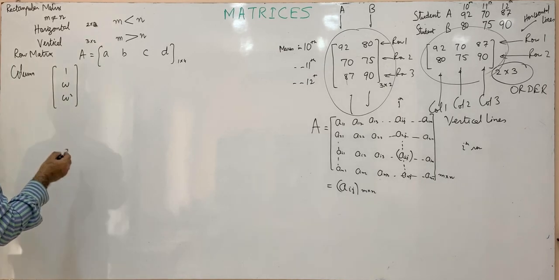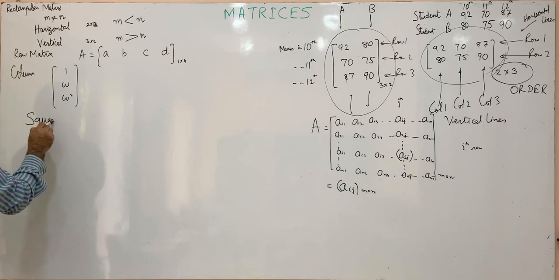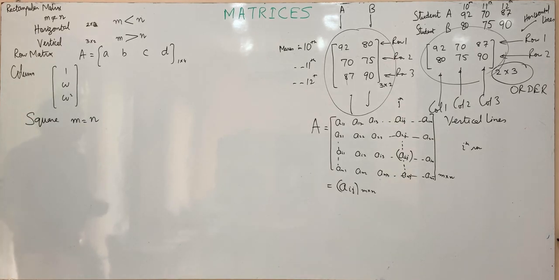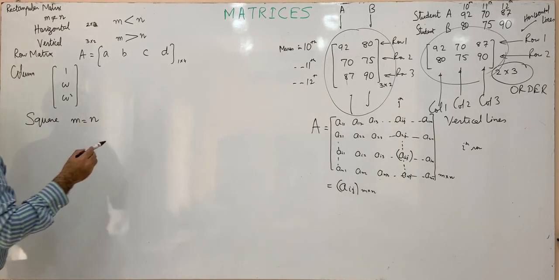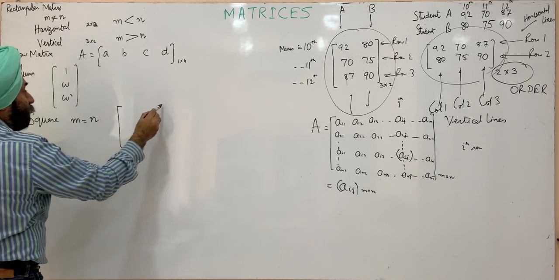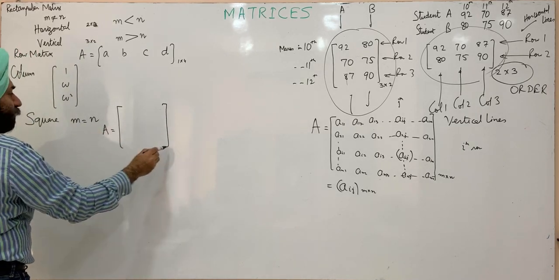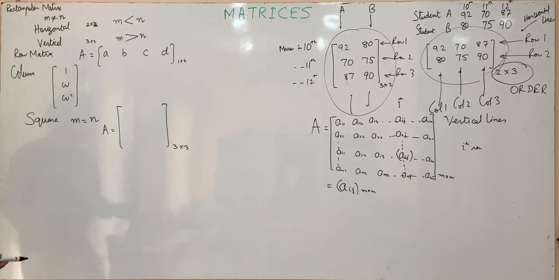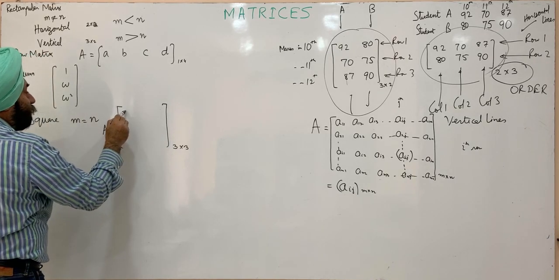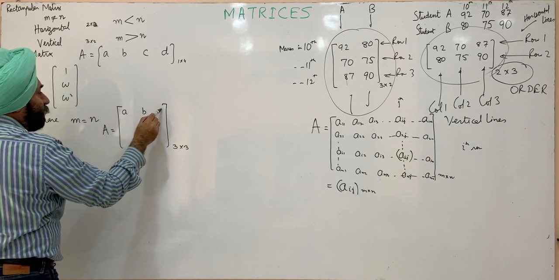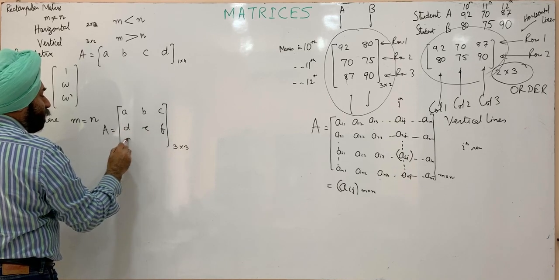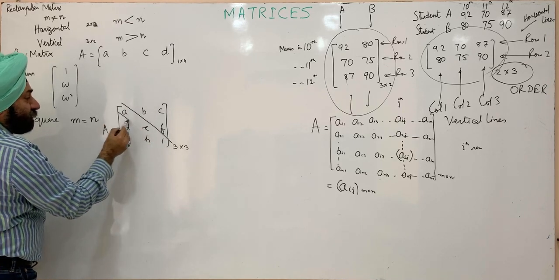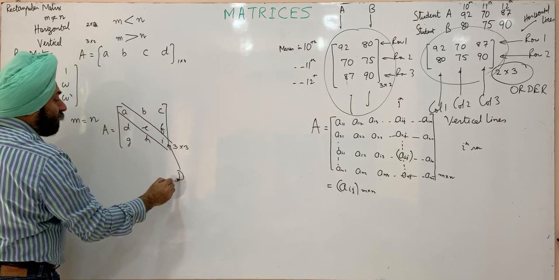Then we have the square matrix. A matrix is square if number of rows and number of columns is equal. If m is equal to n, it's a square matrix. Let us write a square matrix A of order 3. We can say 3 by 3, or since it's a square matrix, square matrix of order 3. These are the elements, let's say a, b, c, d, e, f, g, h and i. These are diagonal elements. These are diagonal elements.